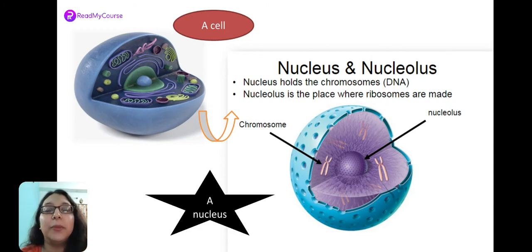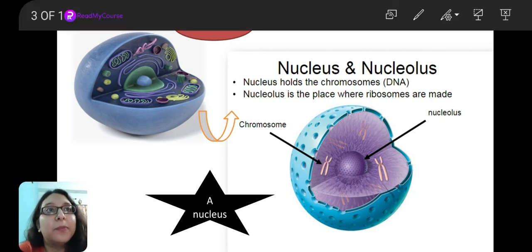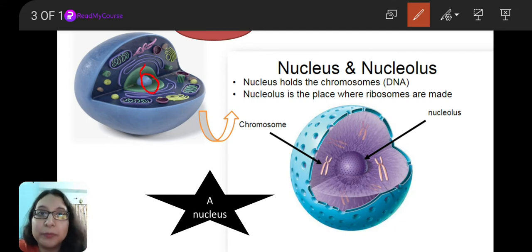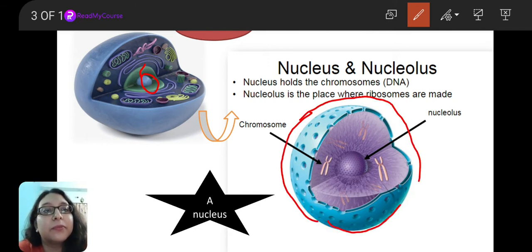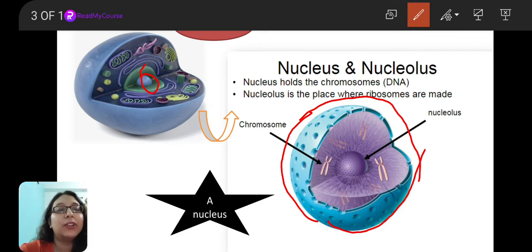The diagram at the top is showing a full cell. Now, when we look at the center of the cell, we notice a small blue structure, right? This is the nucleus of the cell. When we are looking at the whole nucleus, it looks something like this. Now, let's have a look at what is found inside.